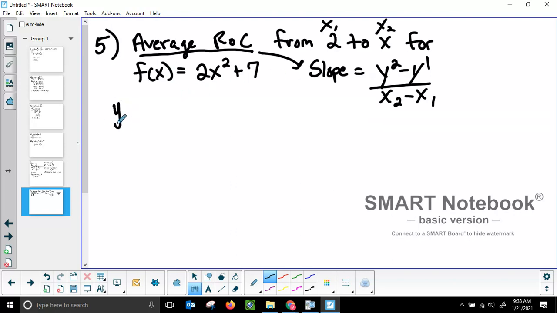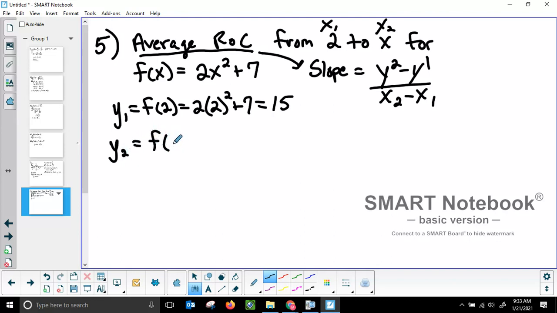And then of course to get my y's, I plug it into my function. So y1, which is going to be f of 2, is equal to 2 times 2 squared plus 7, which is going to be 15. 2 squared is 4, times 2 is 8, 8 plus 7 is 15. All right, y2 is going to equal f of x2, which is just f of x, which is just my actual whole function. When you plug x in for x, nothing changes.